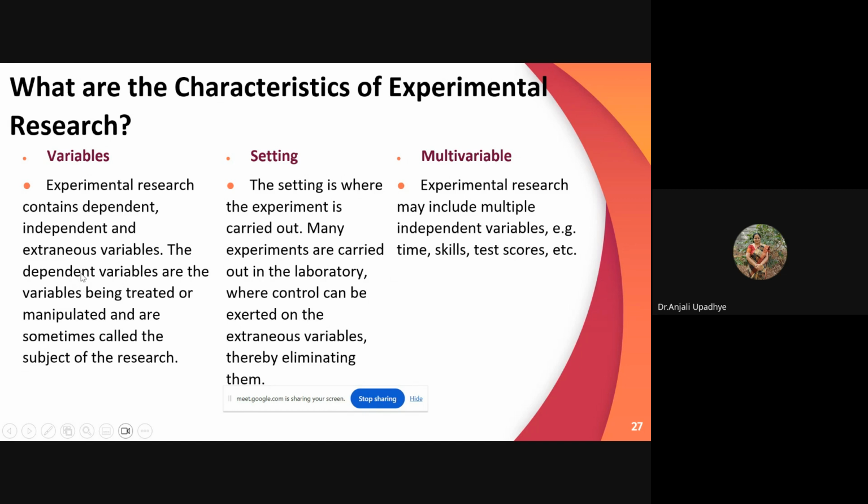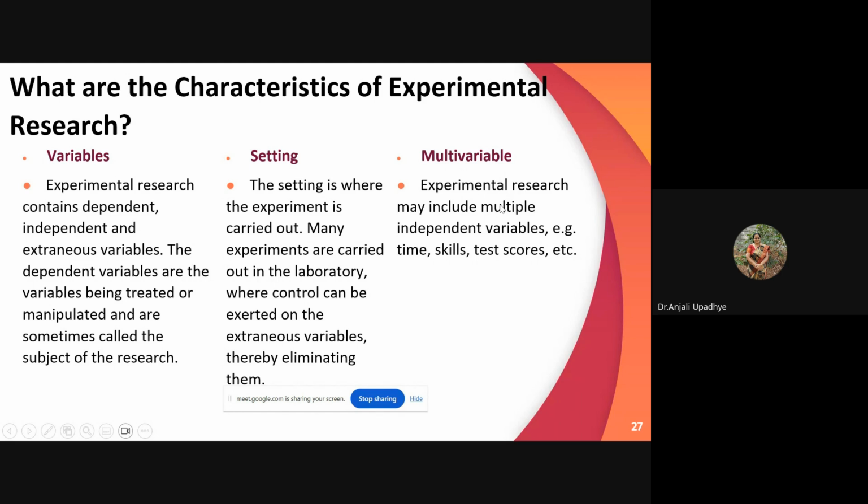Extraneous variables are those variables that may be directly or indirectly affecting the dependent variable. And sometimes we are manipulating these variables. The setting is where the experiment is carried out. It is very important where we are doing this experiment. Is the laboratory available, are the hospitals available, are the universities available? All the infrastructure should be available for experimental research.